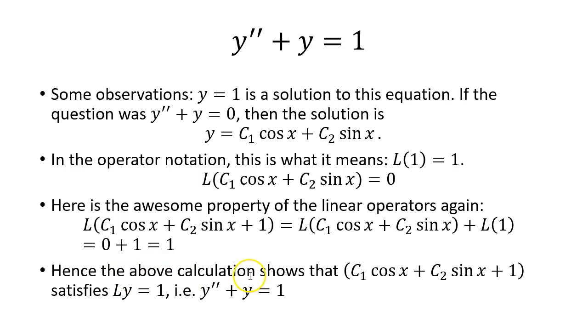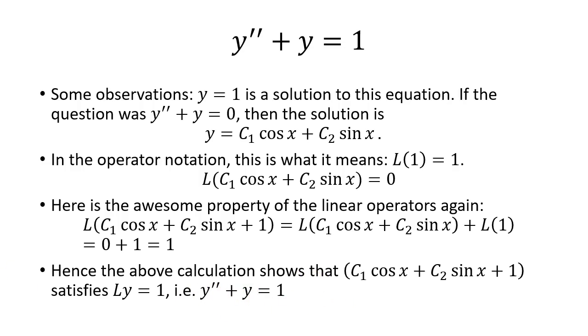Okay, so the above calculation shows that c1 cosine x plus c2 sine x plus 1 satisfies L of y equal to 1. In other words, this is a solution to y double prime plus y equal to 1. Now, if this operator notation L is a little confusing, you should try this on your own. Take this, differentiate it twice, plug it in here, take this and replace the y, add them up, and see what you get. You are going to get 1.